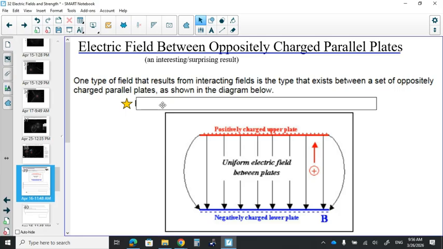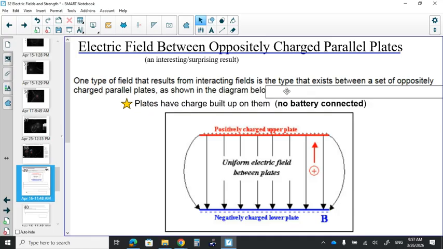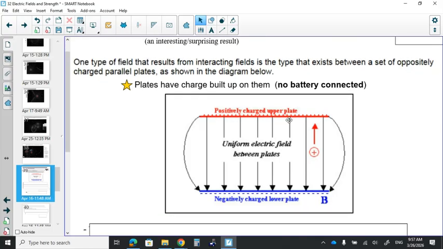Okay, so moving on here. The next part is about electric field between oppositely charged plates, so plates with opposite charges. It has a bit of an interesting or surprising result. This is just when you have charge built up on them. There's no battery connected, and that's a distinction we'll have to focus on soon when we get to the other version of this. When you have a battery connected, it's a different situation. This is just you have an excess of positives here, so you're missing a bunch of negatives. Here you have a bunch of extra negatives. Okay, so you've got charged parallel plates.